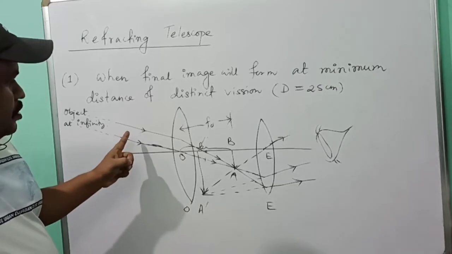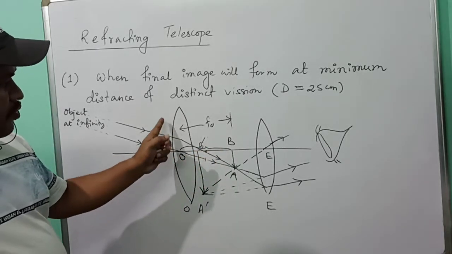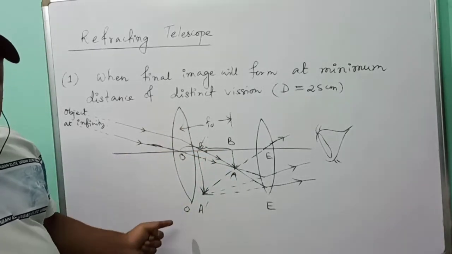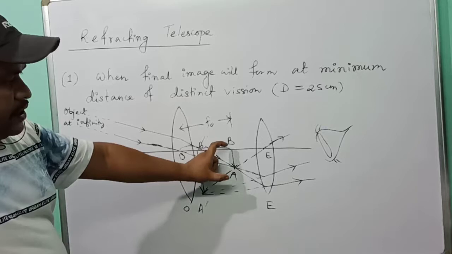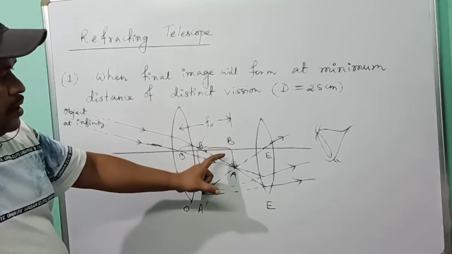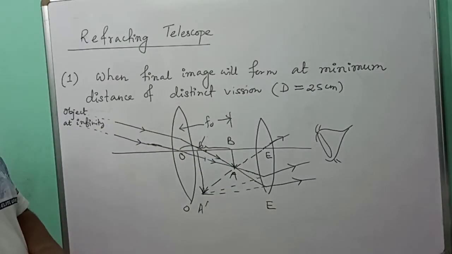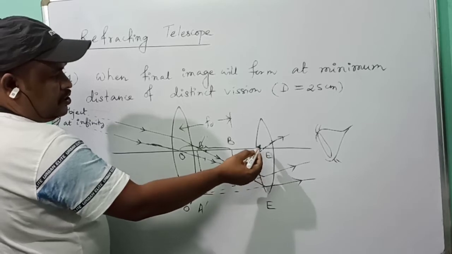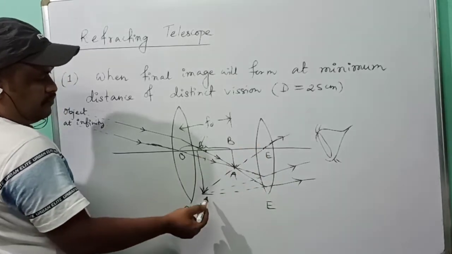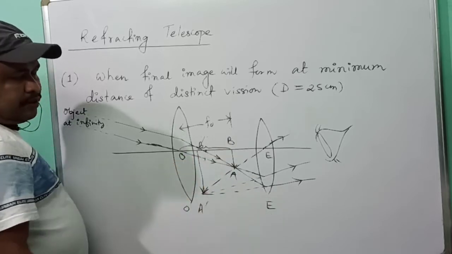Here, first we have considered AB as the image formed by the objective lens when the object is at infinity. This first image now behaves like an object for the eyepiece lens, so the eyepiece will form the final magnified image of AB, which is A dash B dash.